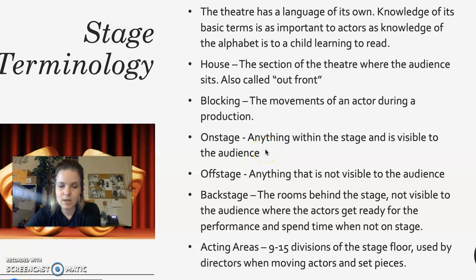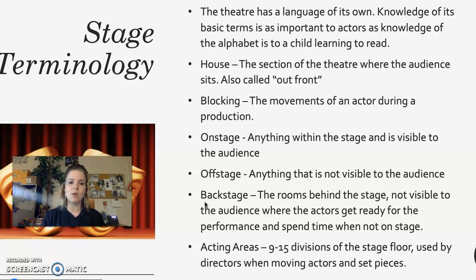On stage is anything within the stage that is visible to the audience. Off stage is anything that is not visible to the audience. So every stage, no matter what kind of stage it is, has an on-stage space and an off-stage space. Then you have backstage. This is rooms typically not directly next to the stage, either off to the side or in the back. You have to go through a door or two to find the space. And this is where the dressing rooms are.